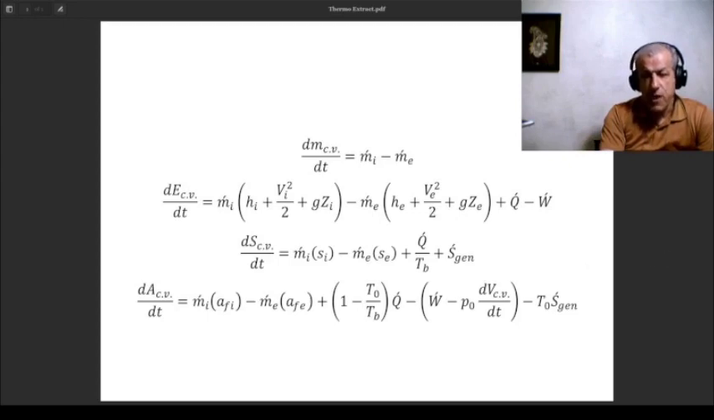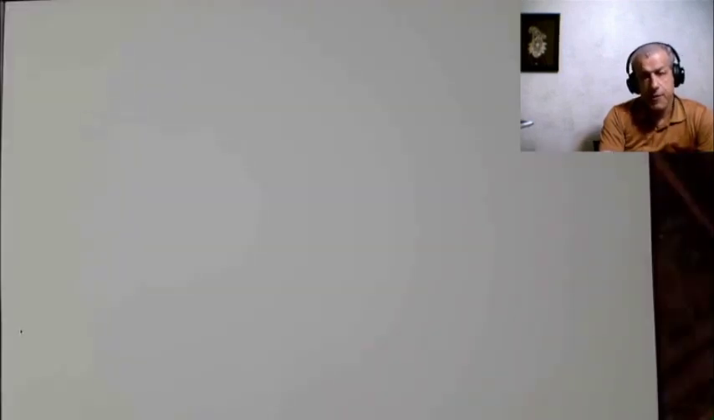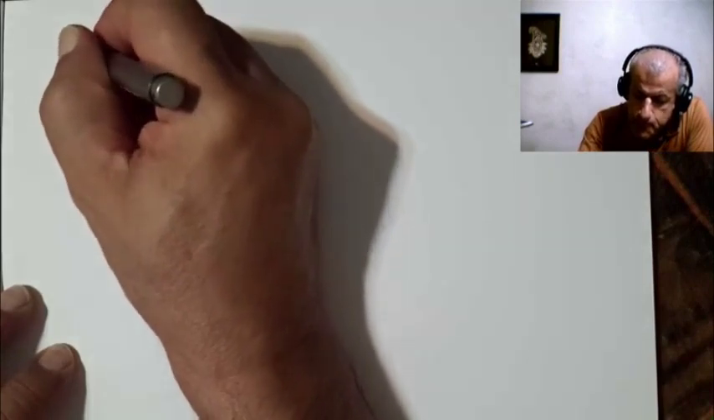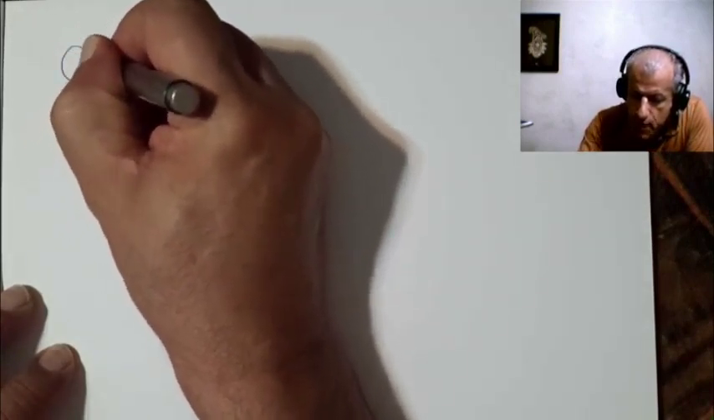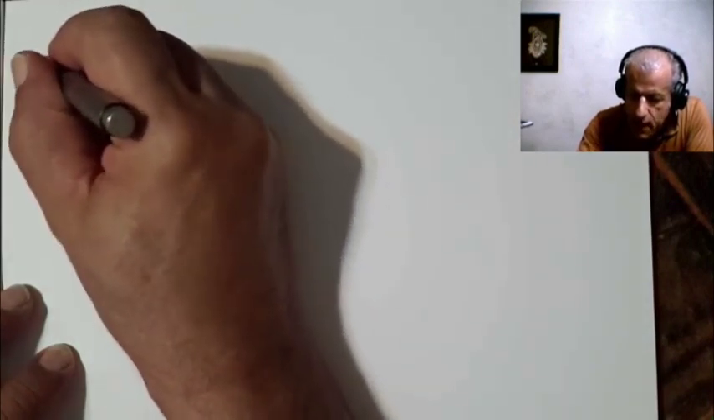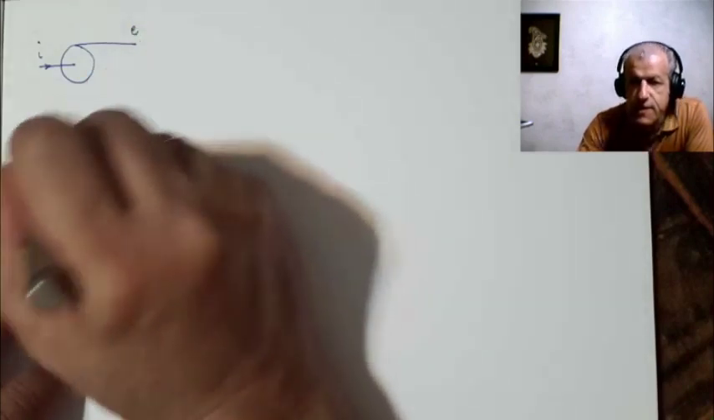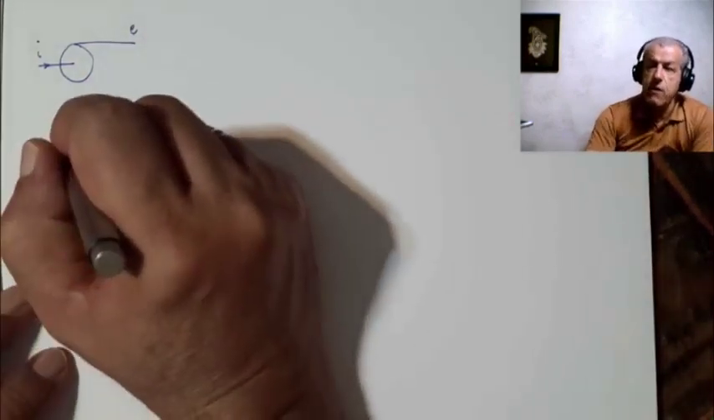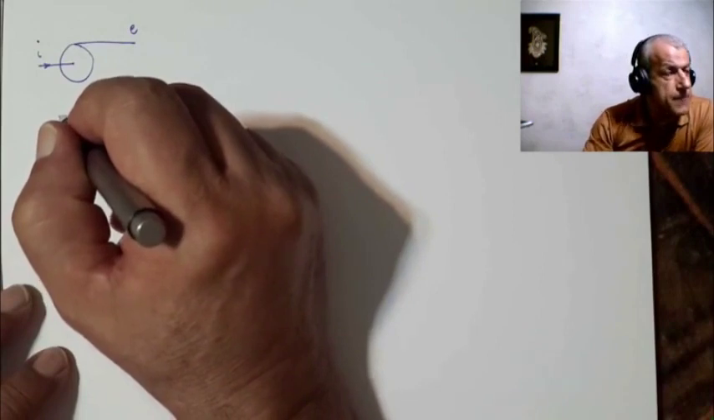The problem I want to solve is just about a pump. We usually draw a pump like this. This is I and this is E. This is the pump inlet and also the pump exit.